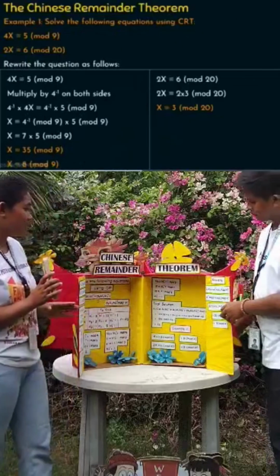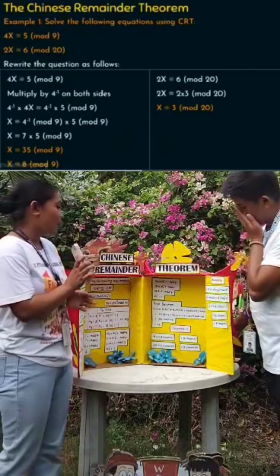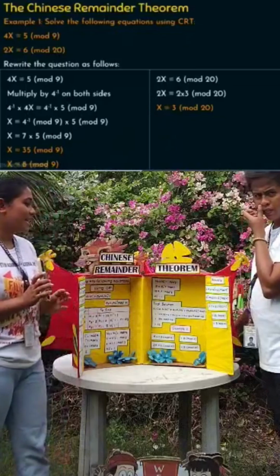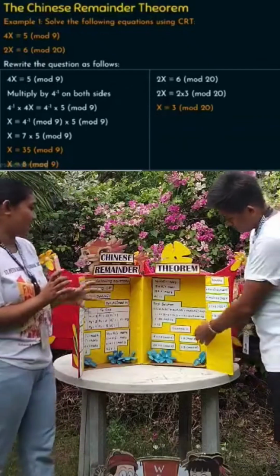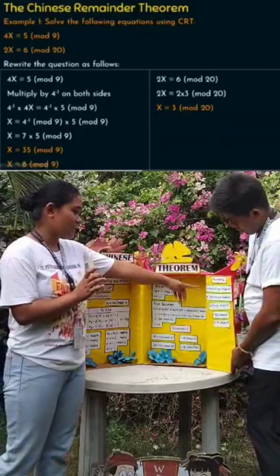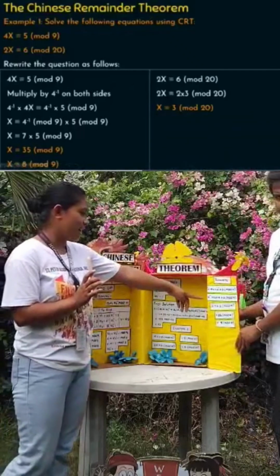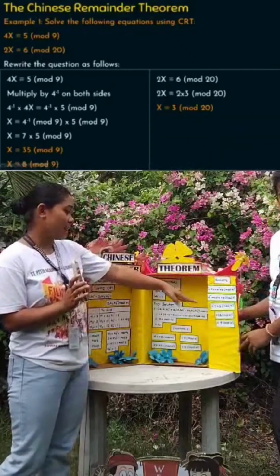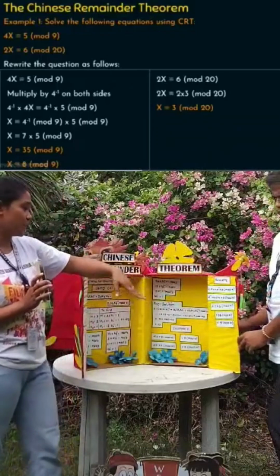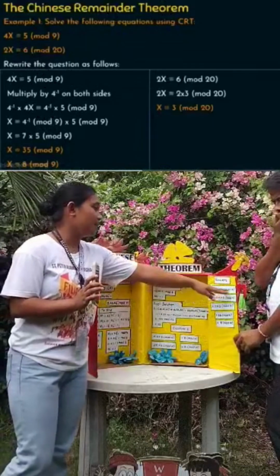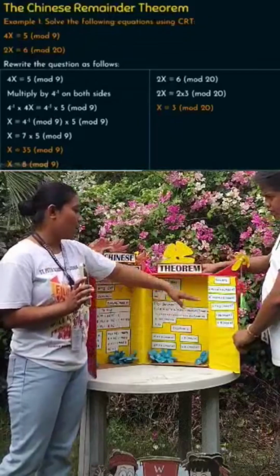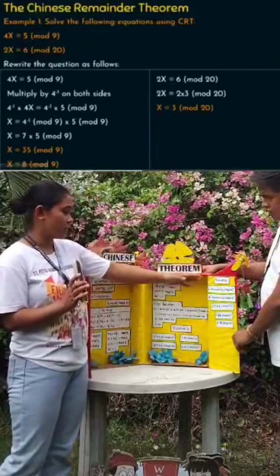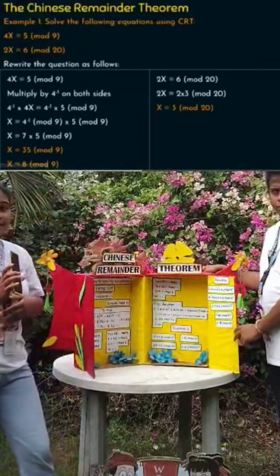So here, as you can see, if we want only x to remain in this equation, we have to multiply each side by 4 inverse. So by multiplying 4 inverse on each side, 4 inverse times 4, obviously, we've got x left, equals 4 inverse mod 9 times 5 mod 9. So here we can see that we applied mod 9, since mod 9 is also applicable to the 4 inverse. So we have to solve what is 4 inverse mod 9.